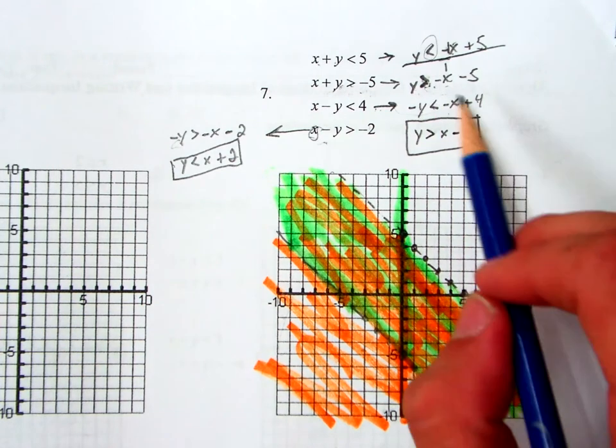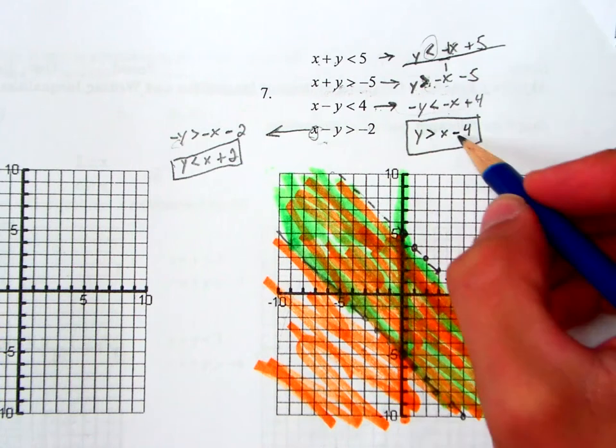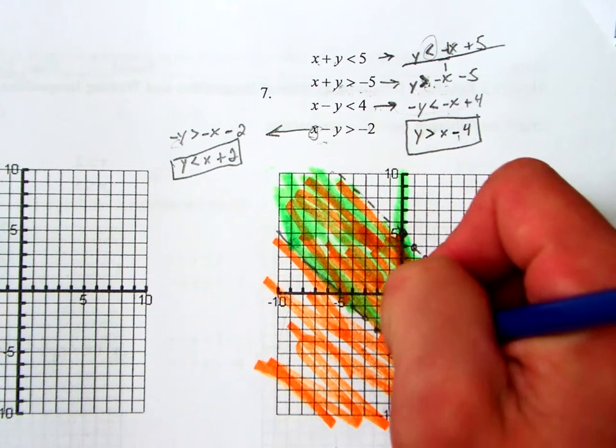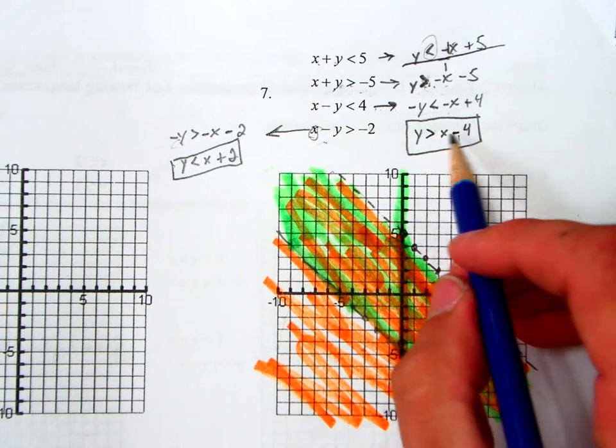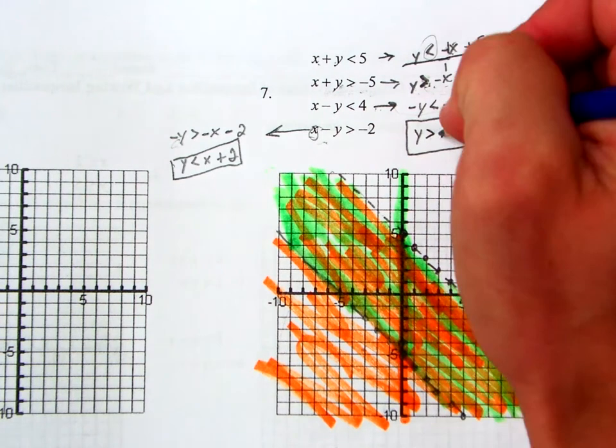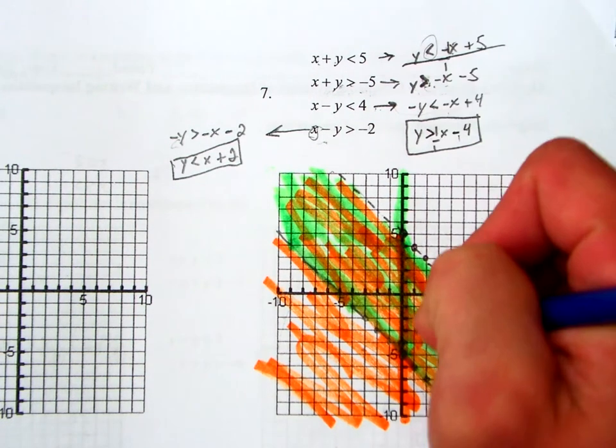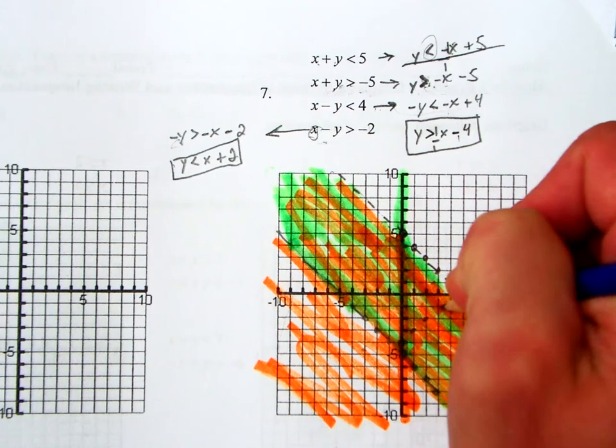Next, here's my other line. So it starts at negative 4, which is right there. And it goes up 1 over 1, up 1 over 1. Again, that's 1 over 1. So negative 4, up 1 over 1.